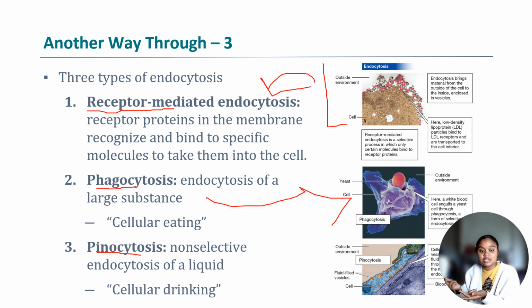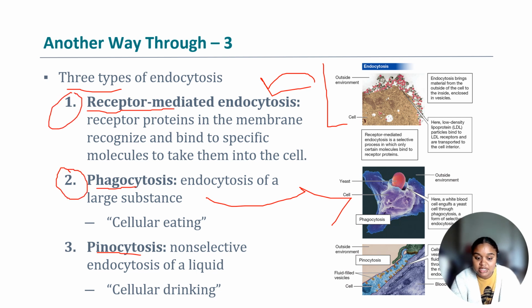Now, pinocytosis is different. It's non-selective, so that's important. I could ask you, of the three types of endocytosis, which are selective and which are non-selective. The selective ones are receptor-mediated and phagocytosis. The non-selective one, which I'm going to do in green, is pinocytosis. It's a lot less work because it's bringing in liquid, and it's called cellular drinking.